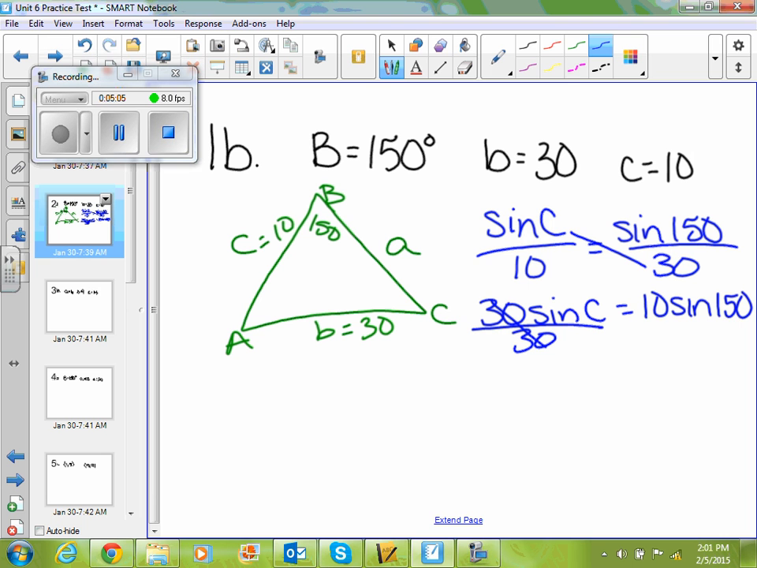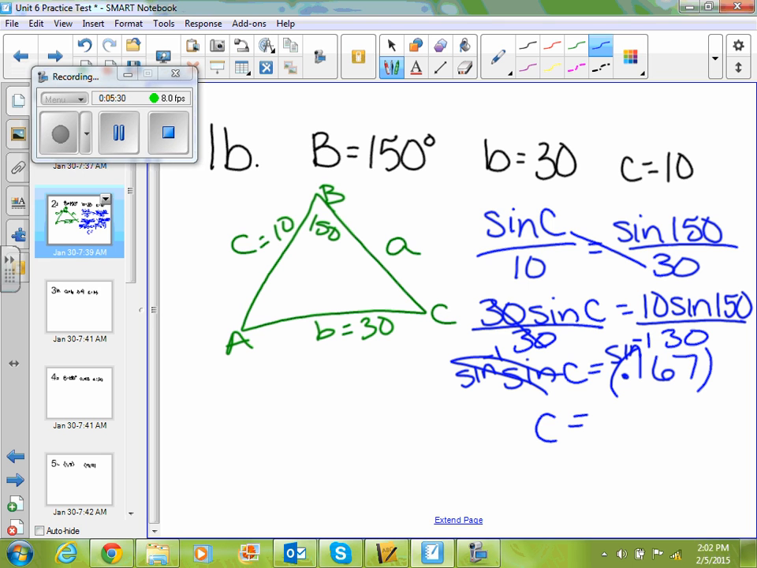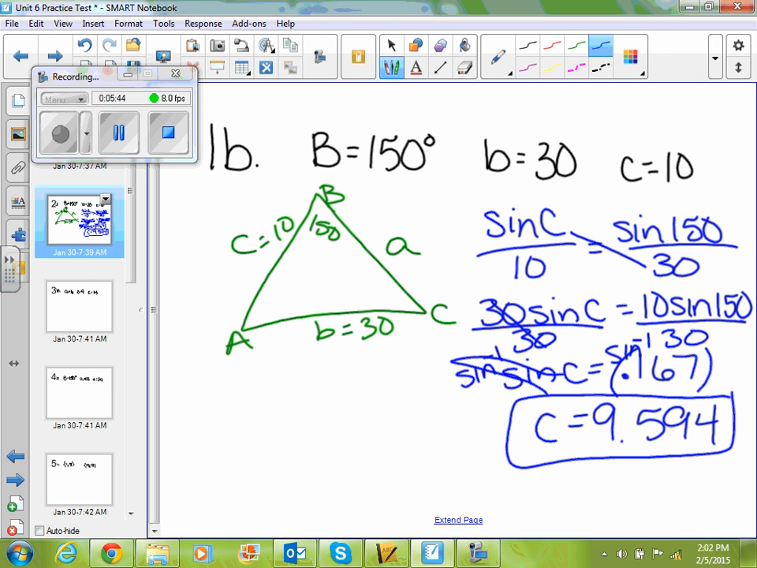If you cross multiply, you get 30 sine of C equals 10 sine of 150. Divide by 30. And what is 10 sine of 150 divided by 30 equal? 0.167. So then if you take your inverse sine of each side, then your sines cancel. And what's the inverse sine of 0.167? 9.594. So C equals 9.594. You might have just rounded differently here. It's close enough.